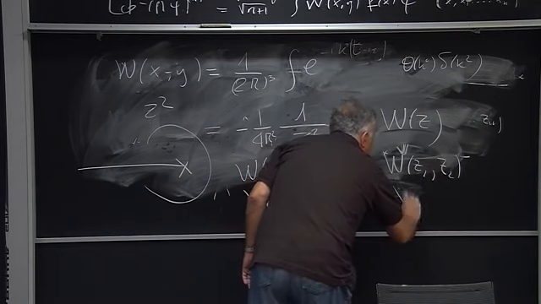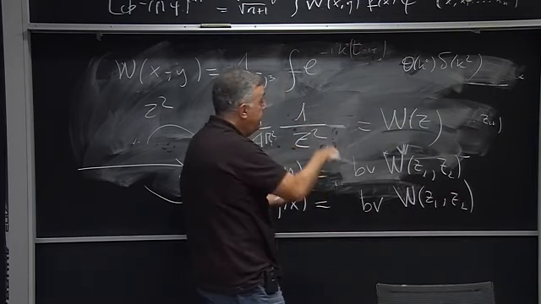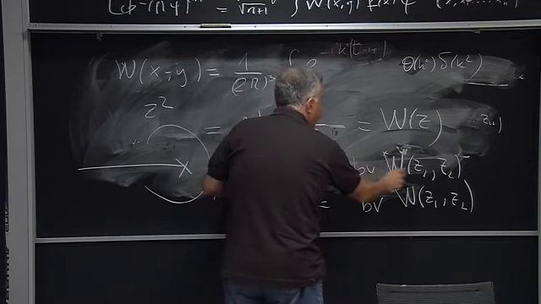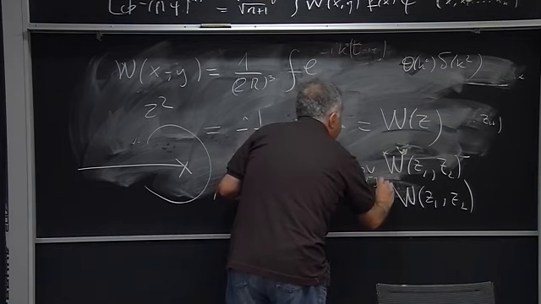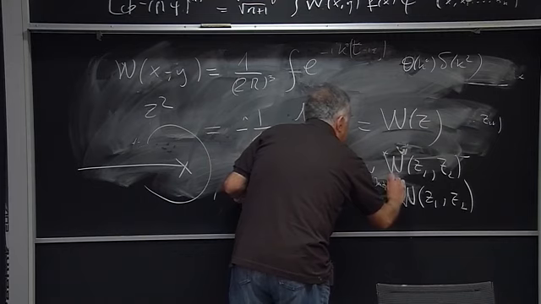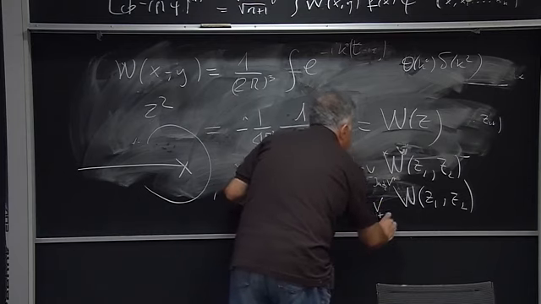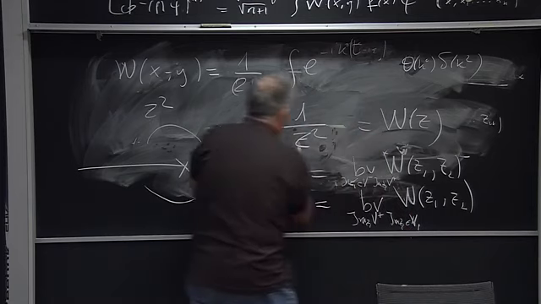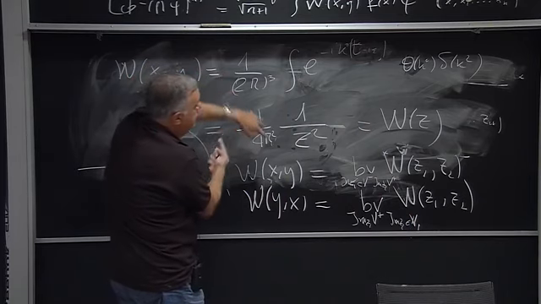In the same order, but from different regions of the tube. So the first W of X and Y is the boundary value when you come from Z1 in the backward tube, meaning that the imaginary part of Z1 belongs to B minus, and the imaginary part of Z2 belongs to B plus. While the second is the imaginary part of Z1 belonging to B plus, and the imaginary part of Z2 belonging to B minus. Meaning that if you come on the reals with the first point this way and the second point this way, you get W.